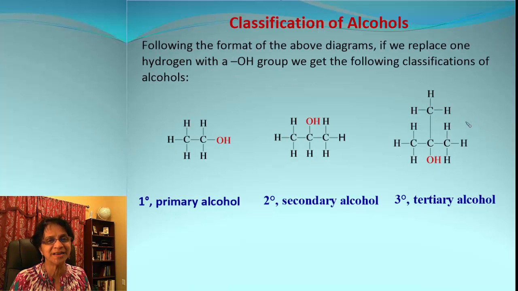Exactly the same principle, we are going to take it to alcohols. So here, the hydrogen from the previous molecules is substituted by OH group. And we classify the alcohols as primary, secondary, and tertiary. Now, all these molecules are alcohols. But when it comes to oxidation, they react differently.